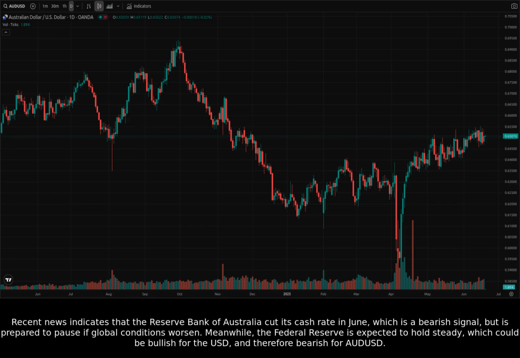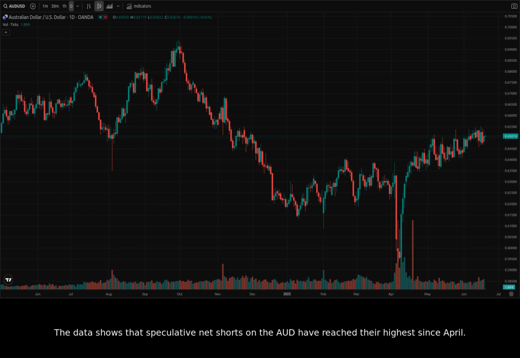Recent news indicates that the Reserve Bank of Australia cut its cash rate in June, which is a bearish signal, but is prepared to pause if global conditions worsen. Meanwhile, the Federal Reserve is expected to hold steady, which could be bullish for the USD and therefore bearish for AUDUSD. The data shows that speculative net shorts on the AUD have reached their highest since April. Let's dive into the charts and see how this news aligns with price action.